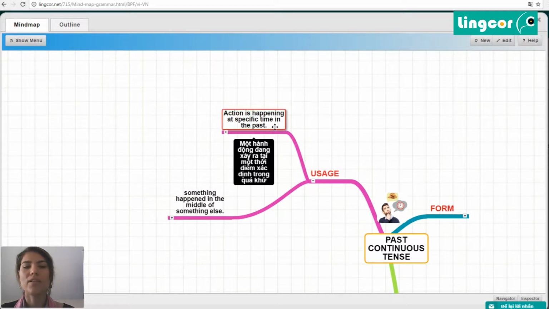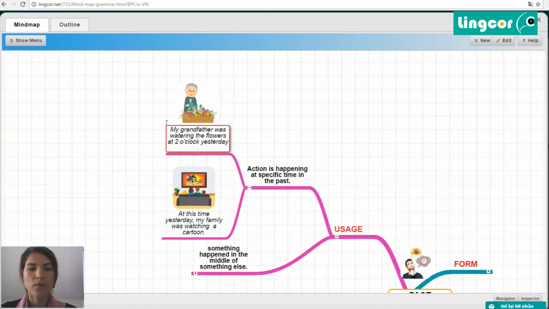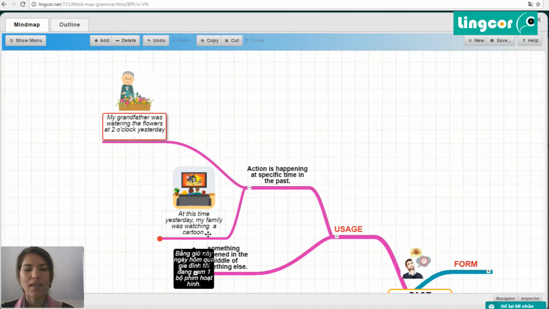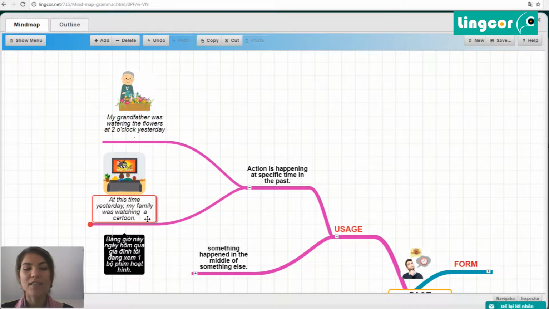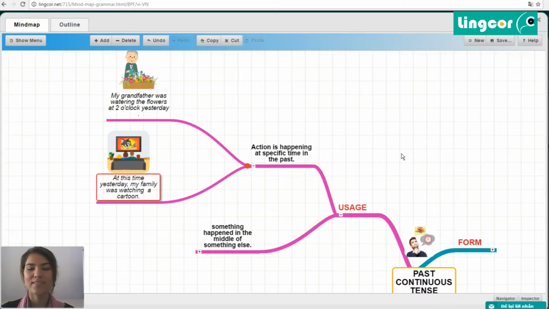So first one, a couple of examples for action is happening at a specific time in the past. Number one, my grandfather was watering the flowers at 2 o'clock yesterday. And at this time yesterday, my family was watching a cartoon. So as you can see, both of these actions happened at a specific time in the past.